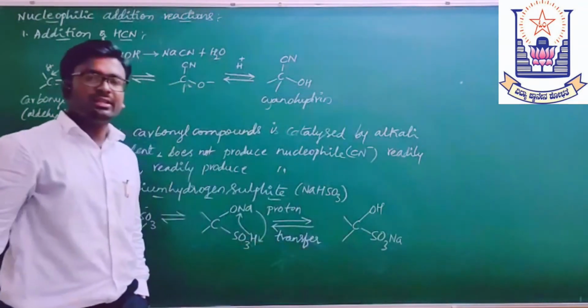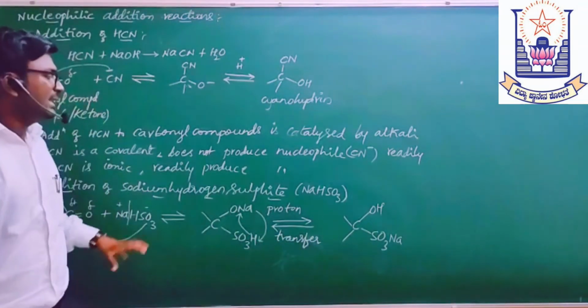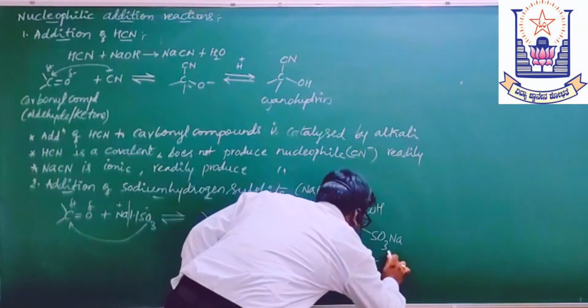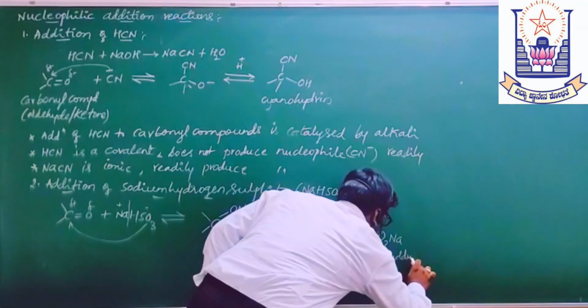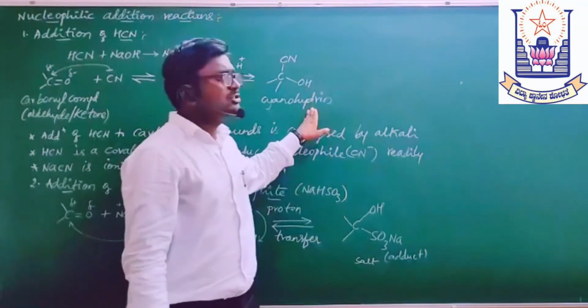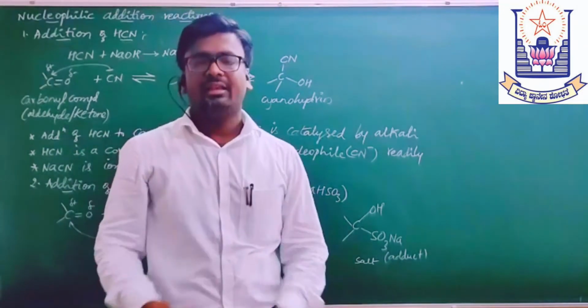Hydrogen group is present on the carbon. Okay. Now it is a salt. It is a salt, also called an adduct. Adduct means addition product. It is also an adduct.